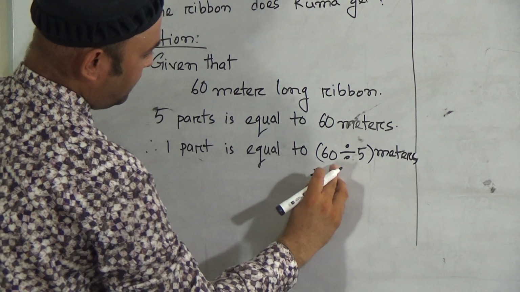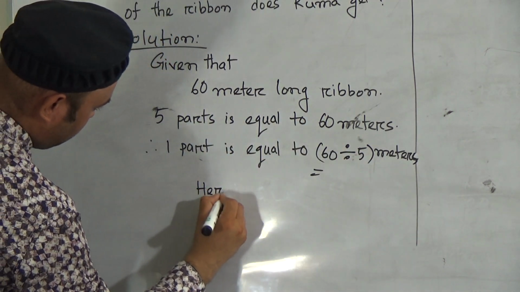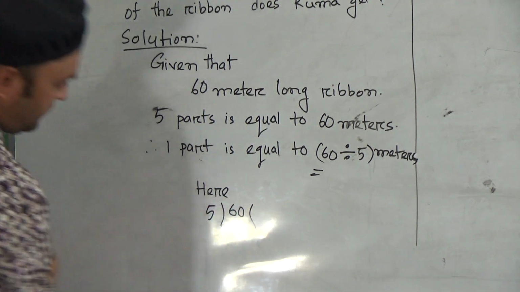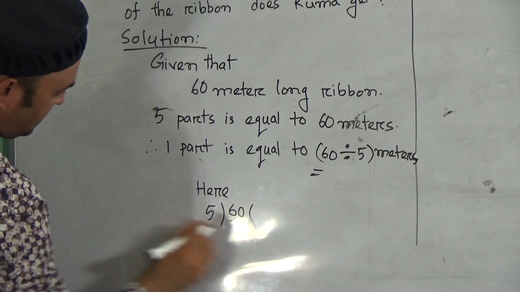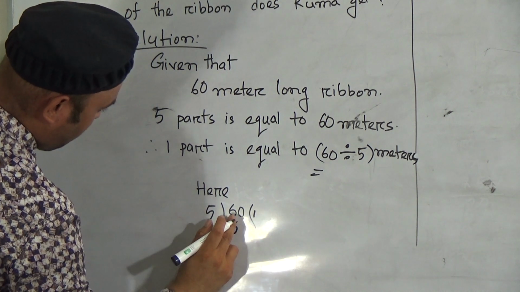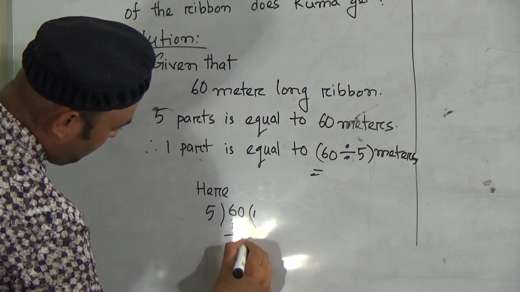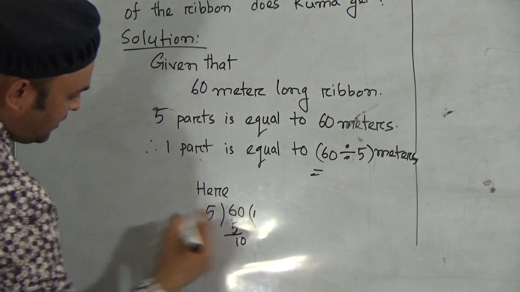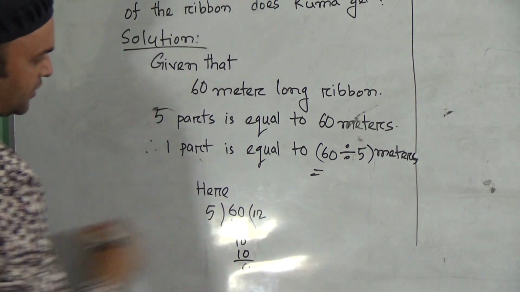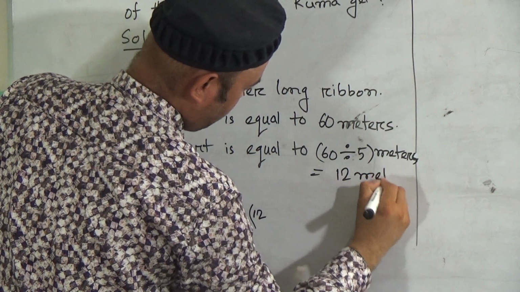So here you have to divide 60 by 5. First of all, you have to take the first digit, here it is 6. 5 ones are 5. Now subtract 5 from 6, you have 1. Now bring down 0 here and it makes 10. And we know that 5 2s are 10, so there is no remainder. So 60 divided by 5 is 12 meters.